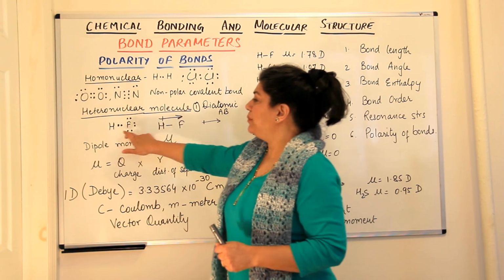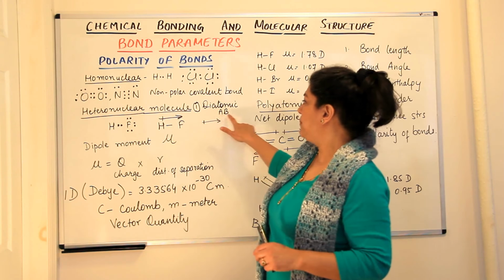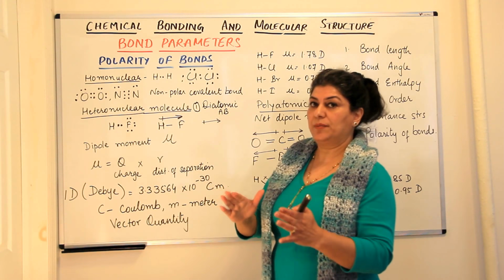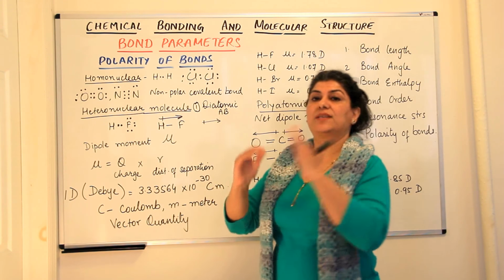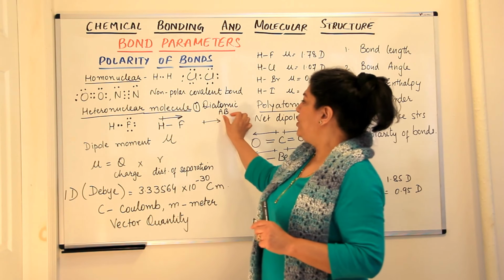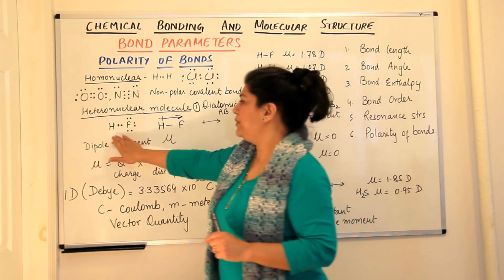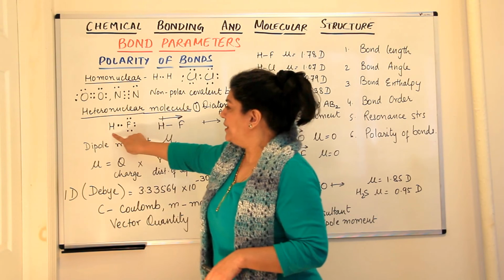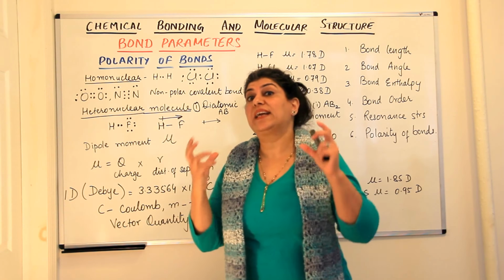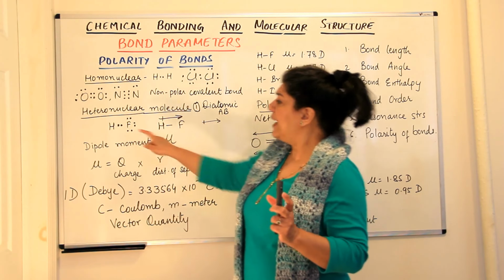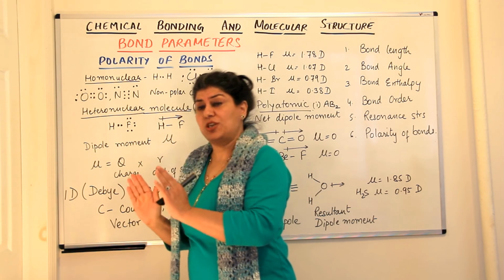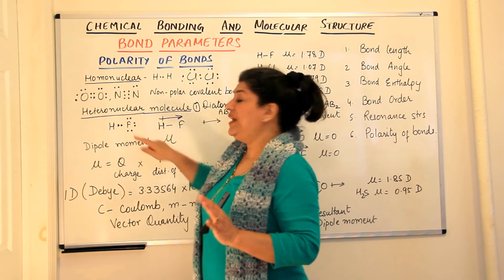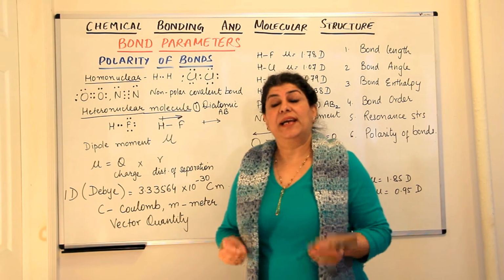We take this example of a diatomic molecule of the type AB, where A is an atom of one element and B is an atom of another element. So if the molecule is of the AB kind, for example, you have HF, hydrogen fluoride. Out of these two elements, fluorine is very electronegative and hydrogen is electropositive. In comparison, fluorine is more electronegative.